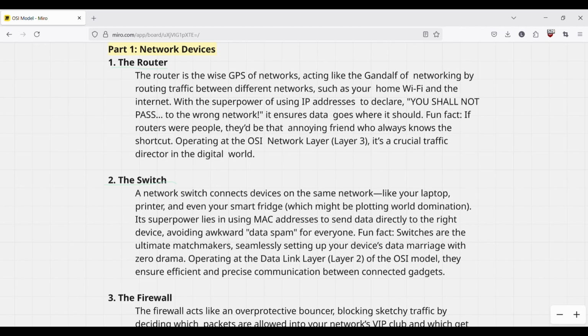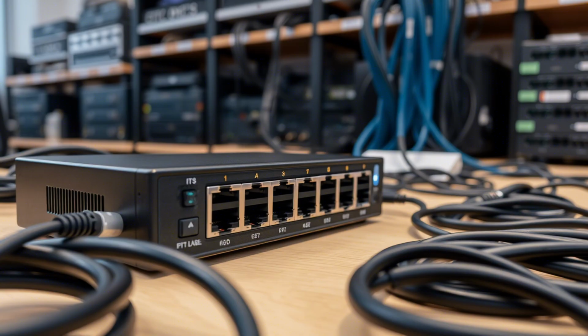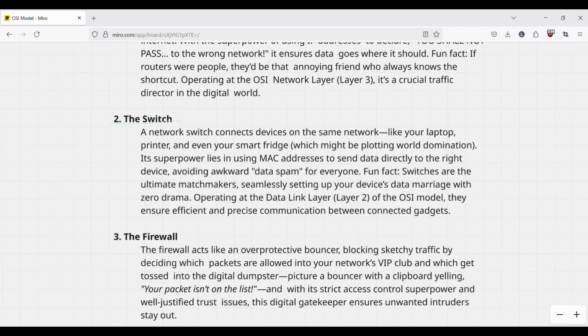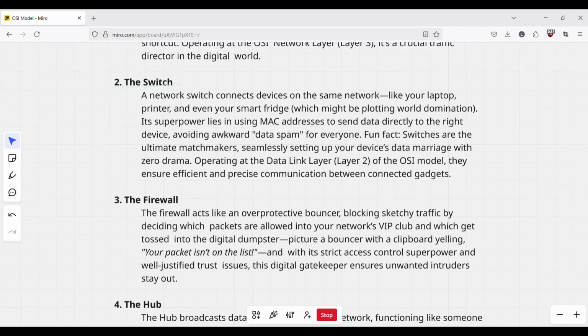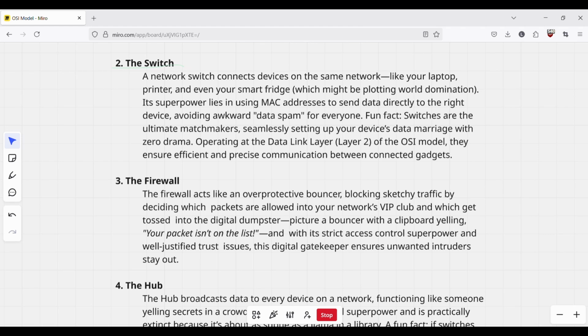Number 2, the switch. A network switch connects devices on the same network, like your laptop, printer, and even your smart fridge, which might be plotting world domination. Its superpower lies in using MAC addresses to send data directly to the right device, avoiding awkward data spam for everyone. Fun fact, switches are the ultimate matchmaker, seamlessly setting up your devices' data marriage with zero drama.